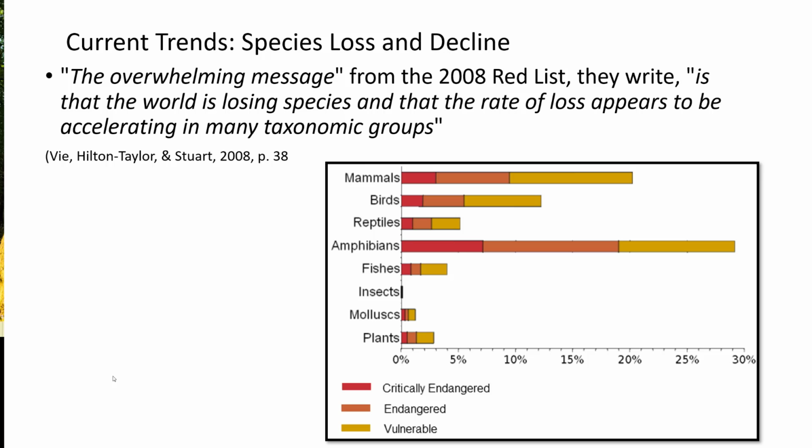So when we look at species loss and decline, the overwhelming message, according to the 2008 Red List, is that the world is losing species and that the rate of loss appears to be accelerating in many taxonomic groups. The reason I give you a 2008 reference is that this was about the time when everyone in the scientific community really began to accept that amphibians are showing us that canary in a coal mine type of analogy.